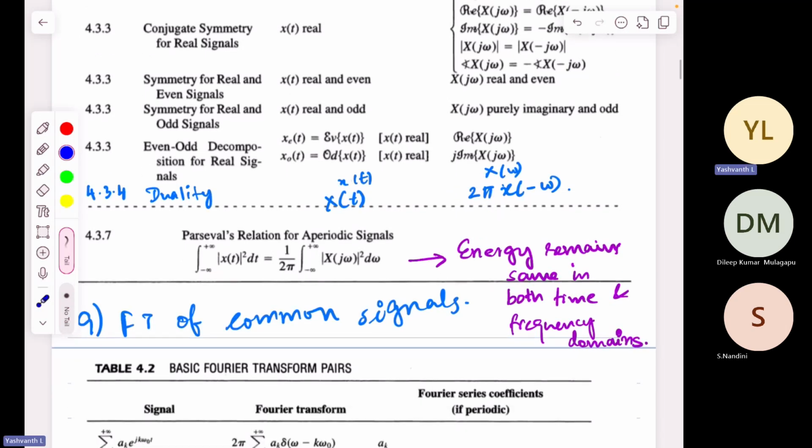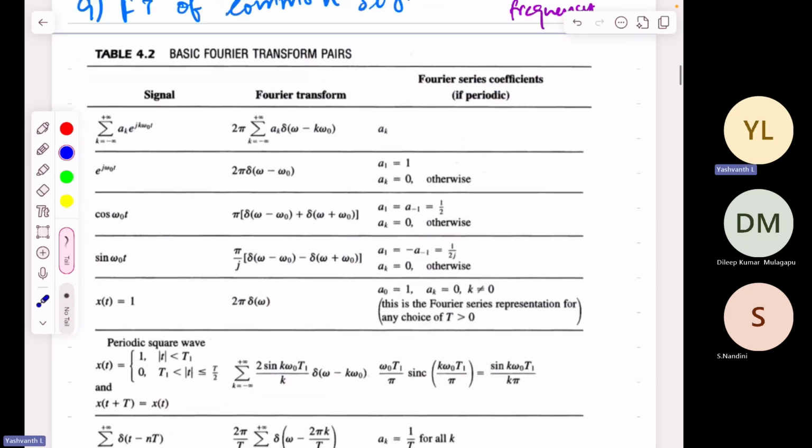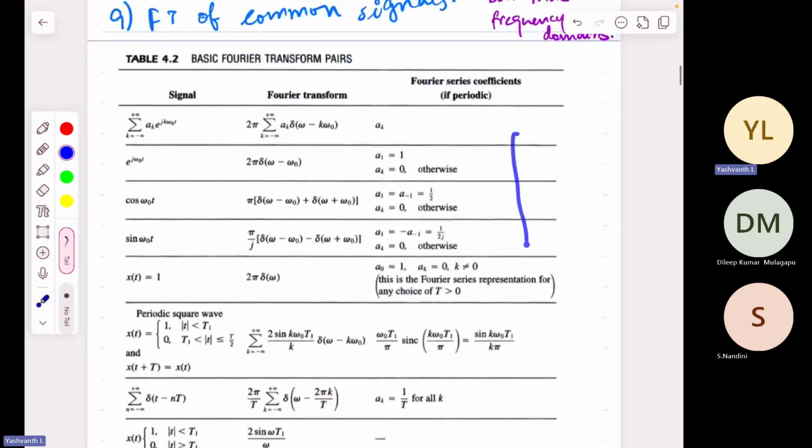Finally, we have the famous Parseval's relation for aperiodic signals, which says that you integrate x of t squared in the time domain and you integrate the magnitude of x of j omega squared in the frequency domain, and they both will be equal. What this says is that the energy of a signal remains the same in both time and frequency domain. It doesn't change. Basically, the law of conservation of energy, right? You just represent the same signal in a different domain. That will not increase or decrease energy. This is called Parseval's relation of Fourier transforms. Now, I have also given some Fourier transforms of some common signals here.